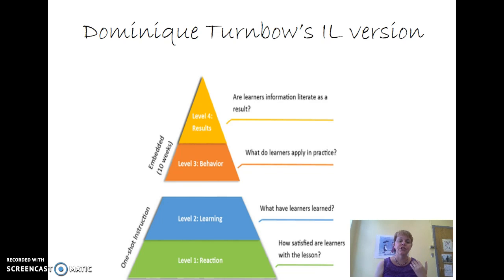It's much easier for us to do one-shot instruction assessment with level 1 and level 2 because they're in the room with us and we can do some kind of survey at the end. That's usually the easiest ones for us to do. Level 3 and level 4, Dominique makes a great case that we can't do that right there in the session. That has to happen sometime after a one-shot.